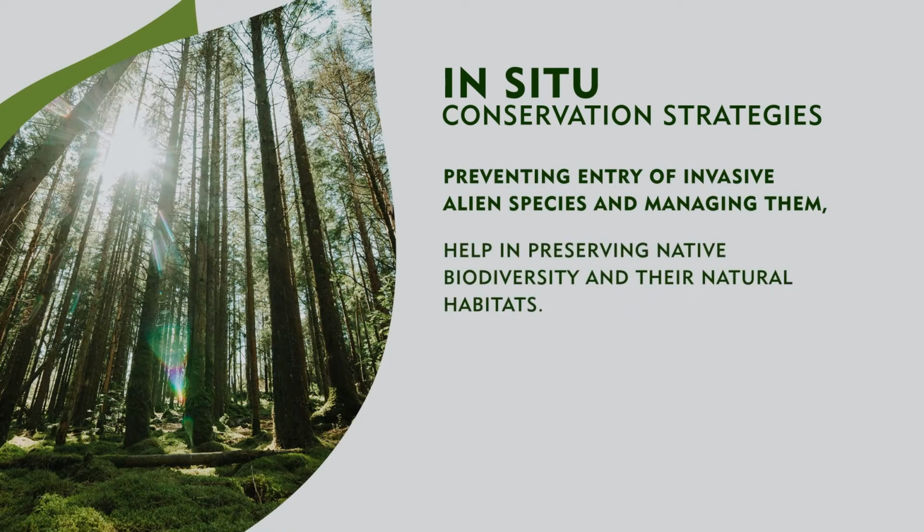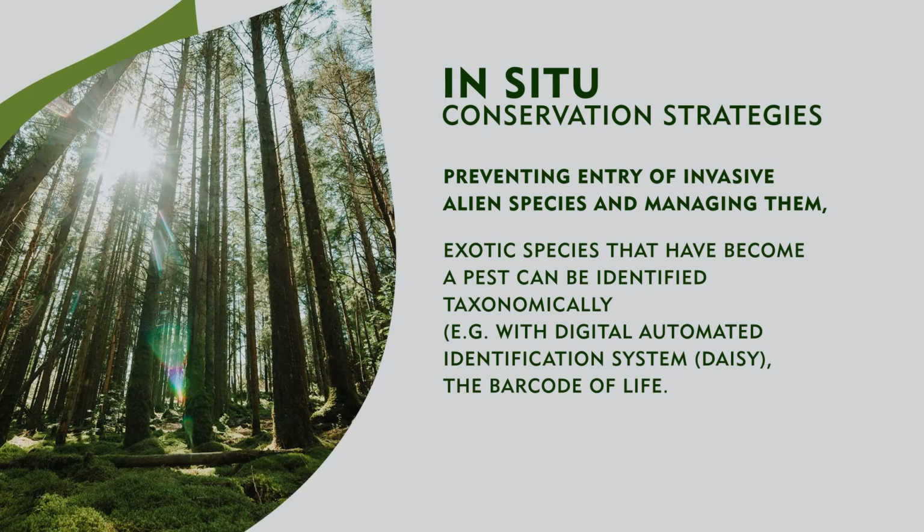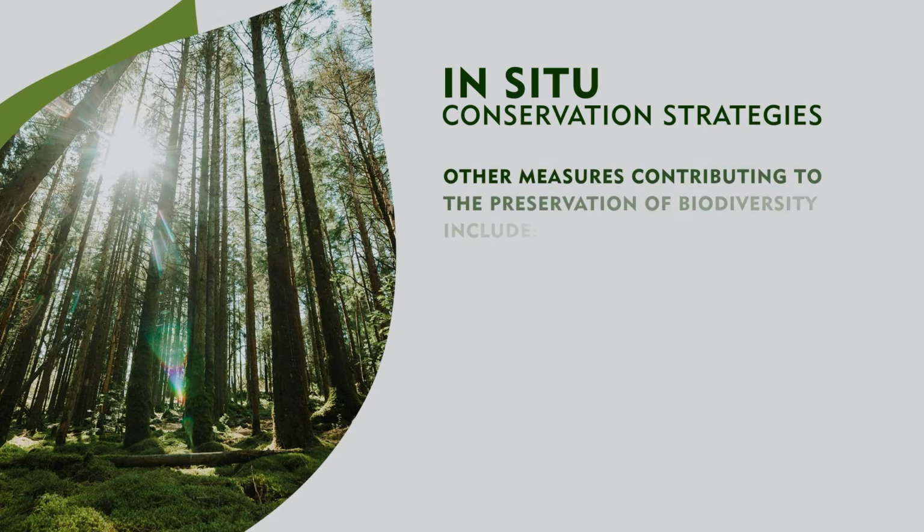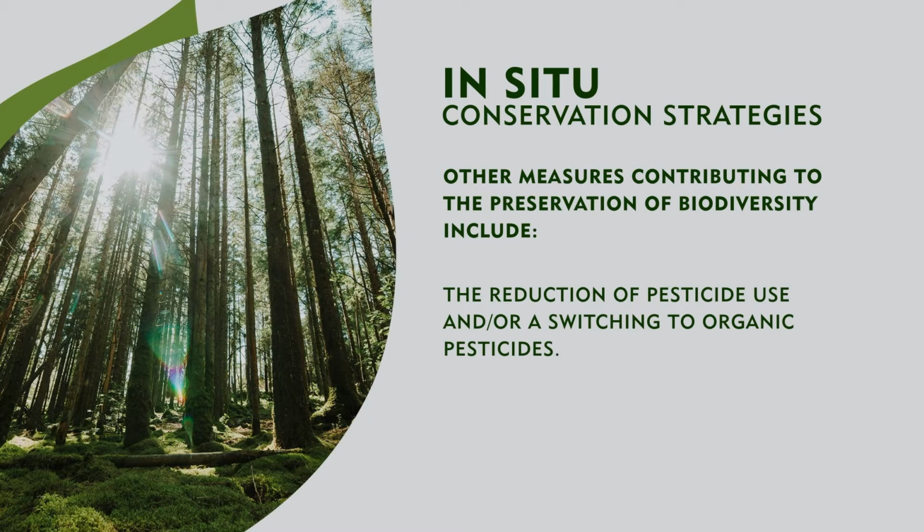On the other hand, invasive alien species are one of the threats to biodiversity and natural habitat. So preventing entry of invasive alien species and managing them in situations of their unintentional or accidental introduction will help in preserving native biodiversity and natural habitat. These exotic species that have become pests can also be identified taxonomically, for example, using digitally automated identification systems like the Barcode of Life, which we have managed for research. Other measures contributing to the preservation of biodiversity include the reduction of pesticide use or switching to organic pesticide.